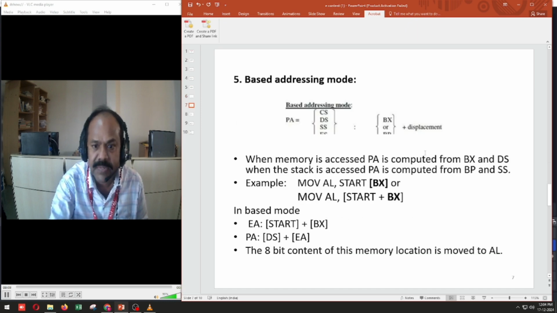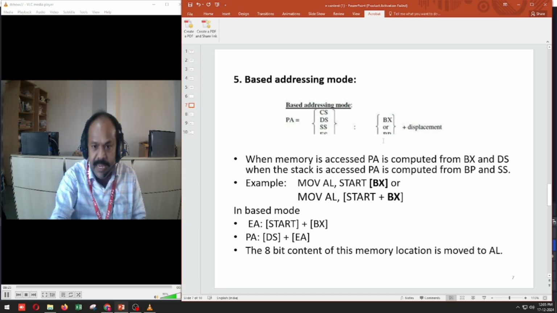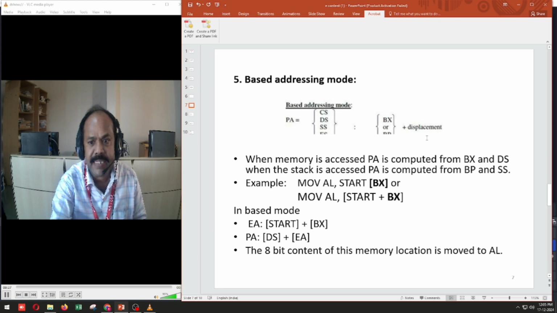Now the fifth one is based addressing mode. Here the effective address or the offset address, which is 16-bit, will be available in any one of the base registers. The base register may be either BX or BP. Base registers: BX or BP. And apart from this, there may be an 8-bit or 16-bit displacement. Look at this example. MOV AL, start[BX]. It can also be written like this: start + BX.